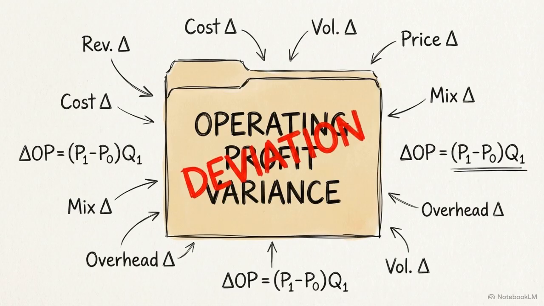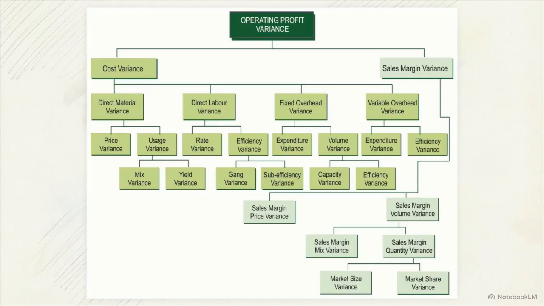Identifying the source of the loss requires an operating profit variance analysis, the mandatory corporate autopsy performed when actual performance deviates from the approved budget. This chart maps the entire variance hierarchy. At the top is our missing $200,000. Every dollar of that variance originates from one of these two primary pillars.